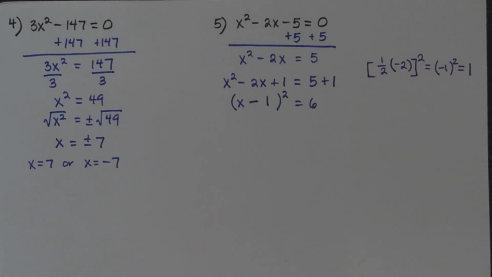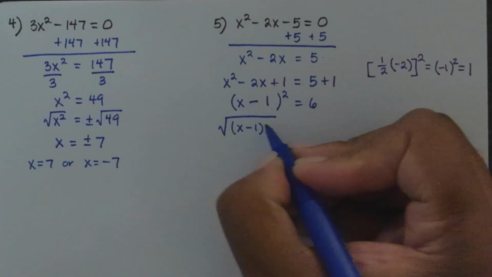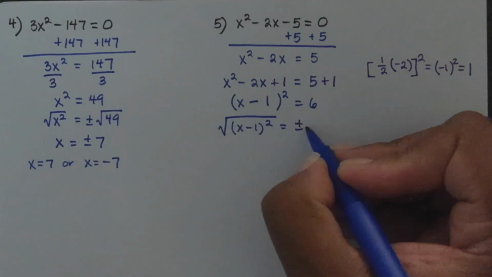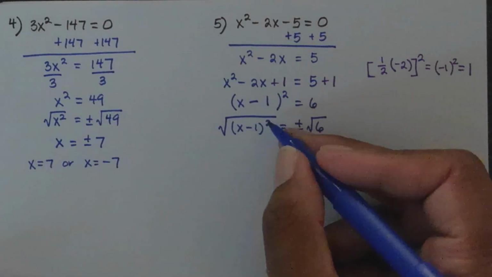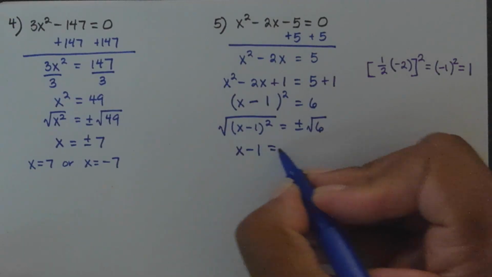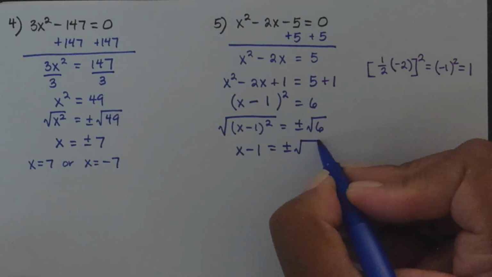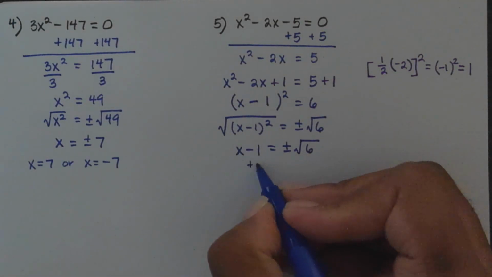That x minus 1 is being squared, so what's the opposite of squaring something? Take the square root on both sides. And I need to include that plus or minus symbol, as always, when you take the square root on both sides. Now the square root and the square are inverses. You'll be left with just x minus 1. That's equal to plus or minus the square root of 6. Now I need to get x by itself by doing what? Add 1 to both sides.